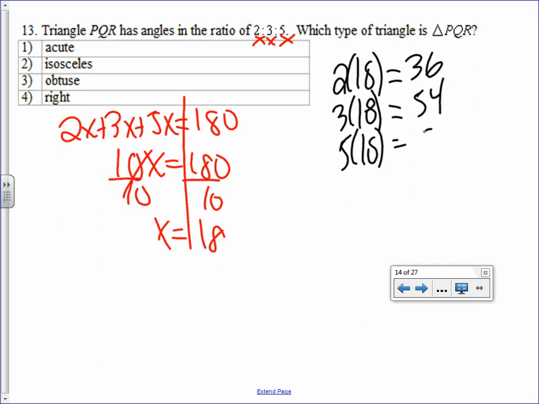36, 54, 90. What type of triangle is it? It's a right triangle because it has a 90-degree angle. It's not obtuse because it does not have an obtuse angle. It's not isosceles because it does not have two congruent angles. It's not acute because they're not all under 90.